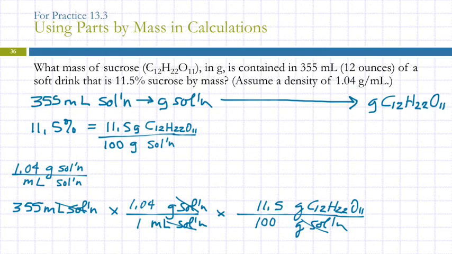42.458, and we should have 3 sig figs, so 42.5 grams. A 12-ounce can of soda has 42.5 grams of sugar. Just want to point out this 100 here, 11.5 parts per 100 parts. That's from the percent. That's an exact number. The sig figs are in the numerator. There are 3 sig figs there. Any questions?